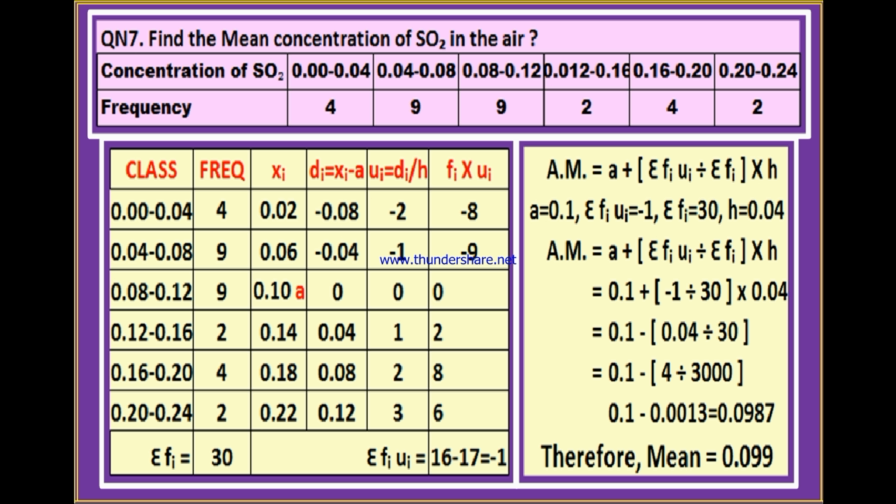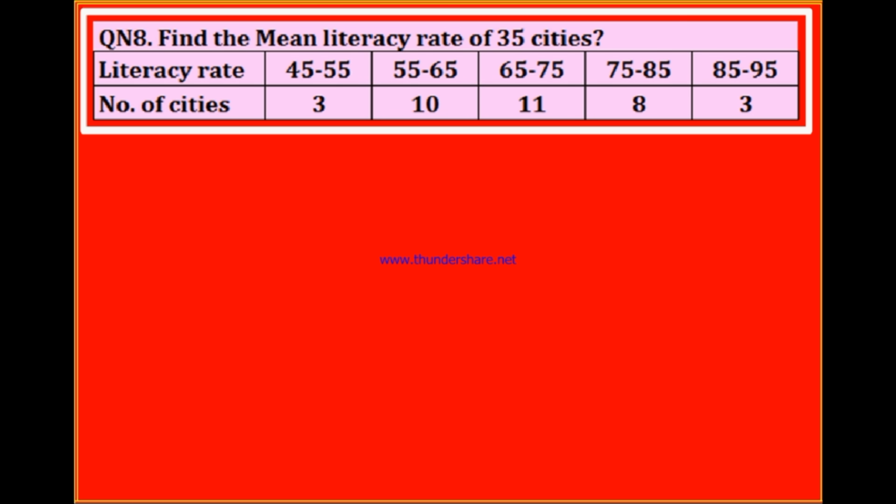Very good. Dear children, now let us solve question number 8. Here is question number 8. Find the mean literacy rate of 35 cities. Shall I repeat? Find the mean literacy rate of 35 cities. Here the first row stands for literacy rate and the second row gives the number of cities.